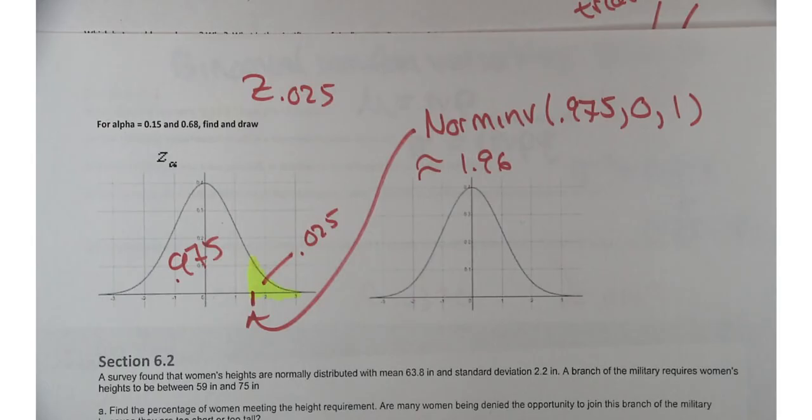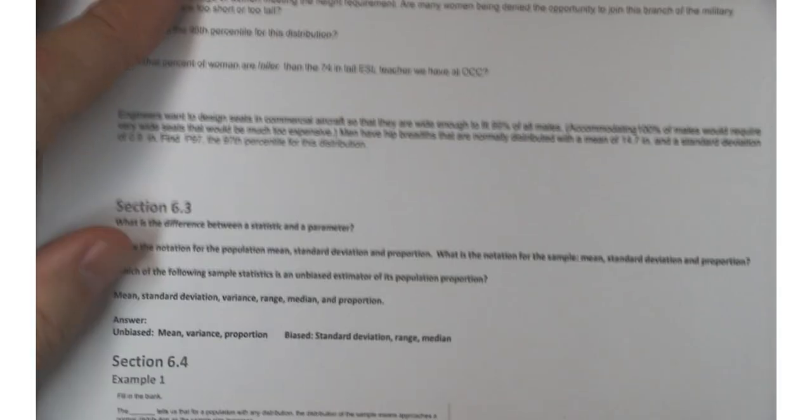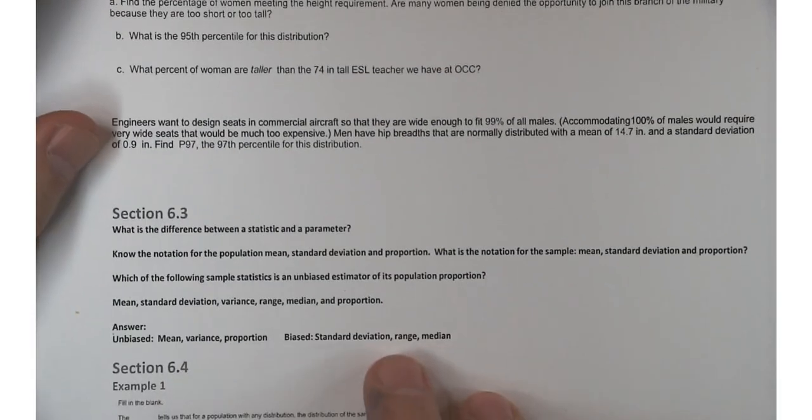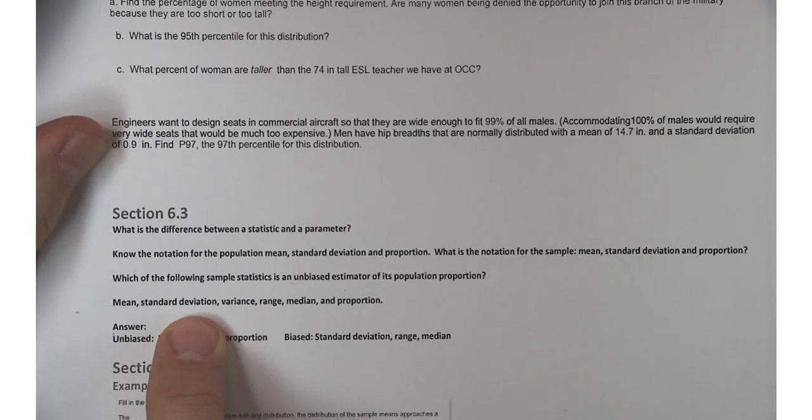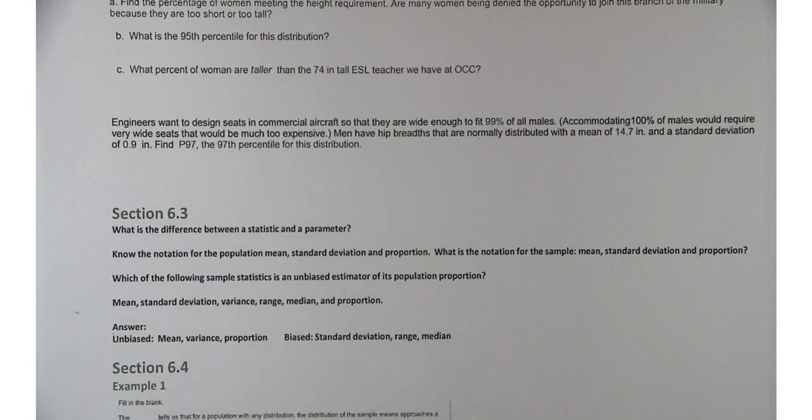Okay, the rest of it we did go over. Make sure you expect some problems from 6.3 and 6.4. The ones from 6.3 are really limited. It's just kind of, you know, what are your biased and unbiased estimators?